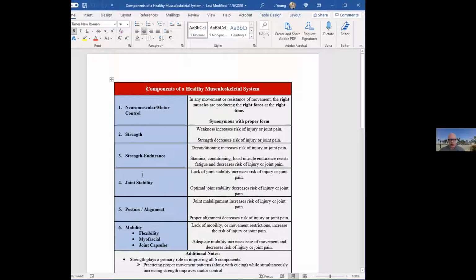And then there's strength endurance, joint stability, and posture and alignment. So with all that as a preface, the answer to the question is that I'm going to do a stop share and one other quick share screen.